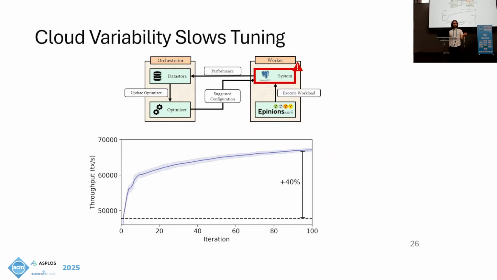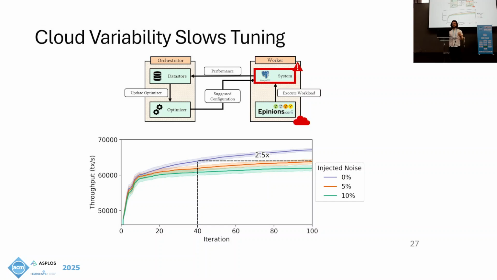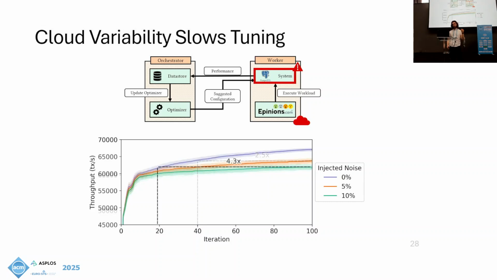However, if we simulate noise, so we're injecting synthetic noise on a bare metal system to represent this kind of interference pattern that happens in the cloud, we find that convergence is significantly hindered on finding good configurations. So if we have 5% variability or standard deviation, we find that it takes 2.5 times longer to find an equivalent configuration to a system without noise. And if we have only 10% variability, it's taking 4.3 times longer.